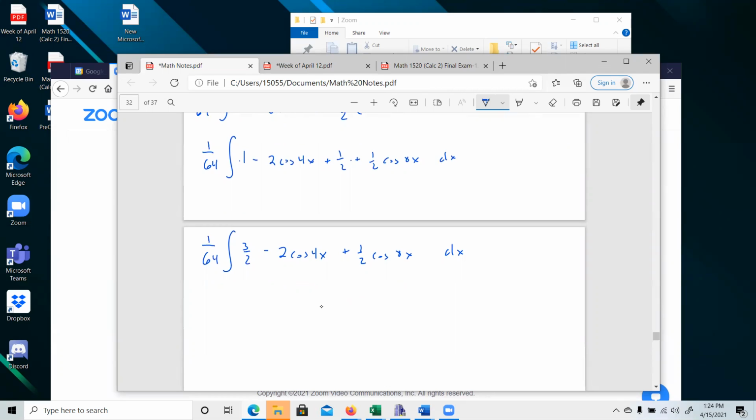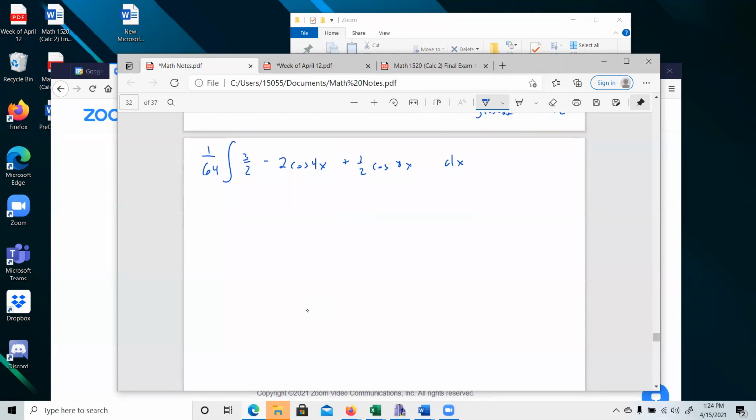So, if the derivative of sine is cosine, that would make sense that the integral of cosine would be sine, right? The integral of cosine theta d theta is sine theta plus c. So here we have it. It's 1 over 64. Integrate 3 halves: 3 halves x minus 2, and then we have sine of 4x times 1/4.